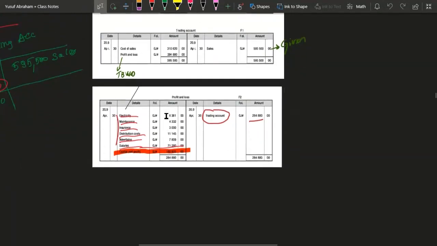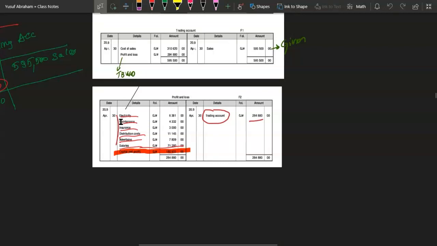So now you say, okay, Patrick, what do we have here? We have the gross profit, right? Why do we need also another account that says profit and loss? Because we want to find the net profit. How are we going to find the net profit?